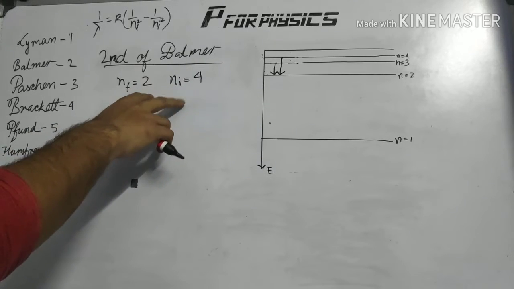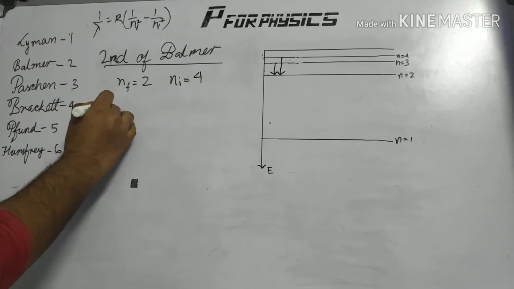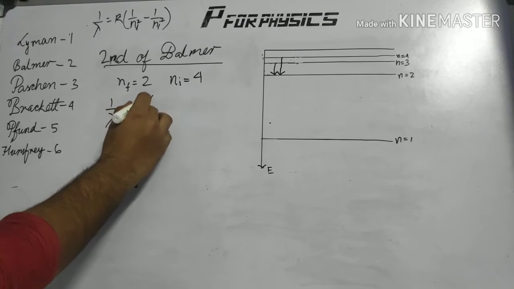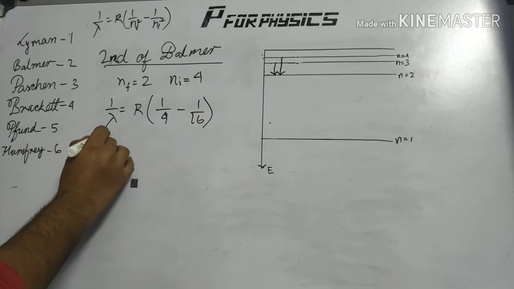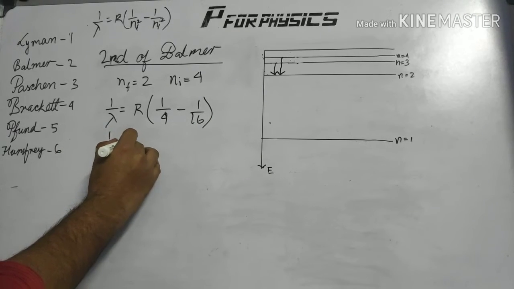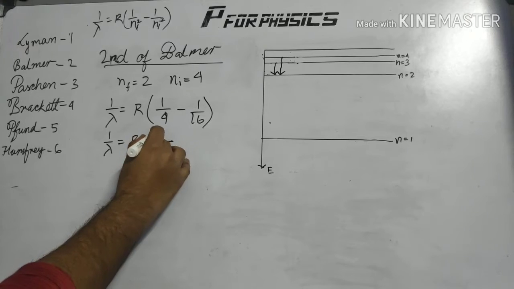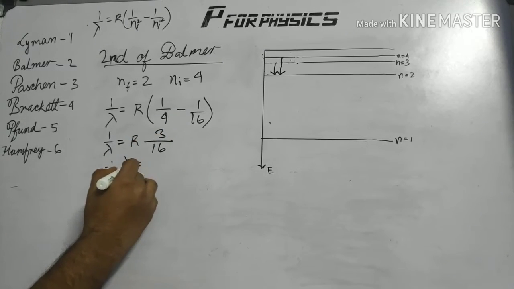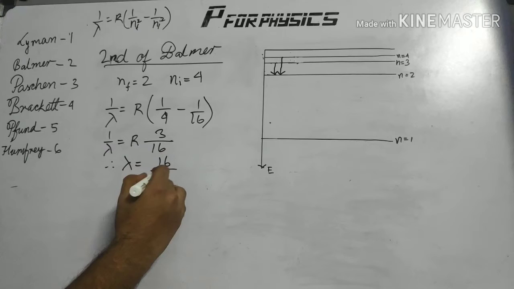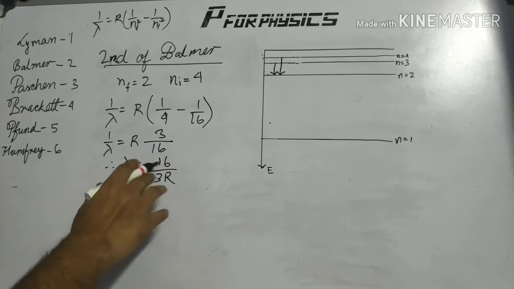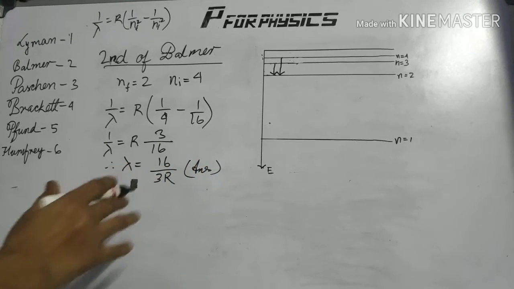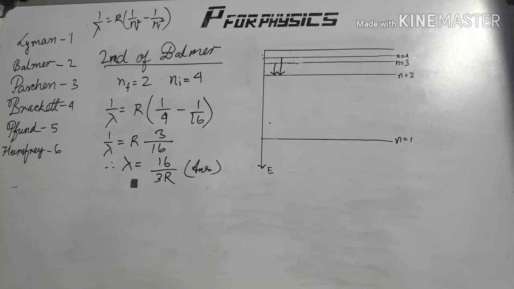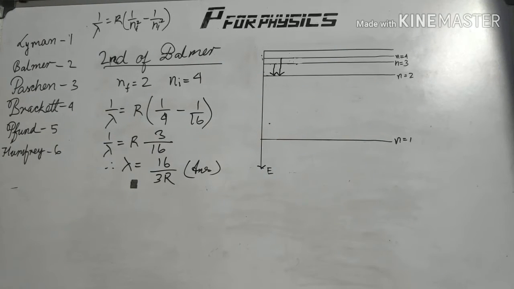Now we'll put these values in the main Rydberg's equation. Let's see what happens. So we have 1 by lambda equals to, yeah. So now if you put the value of R in a calculator, you can easily calculate the result. Okay, so let us check another way, a little bit faster way.